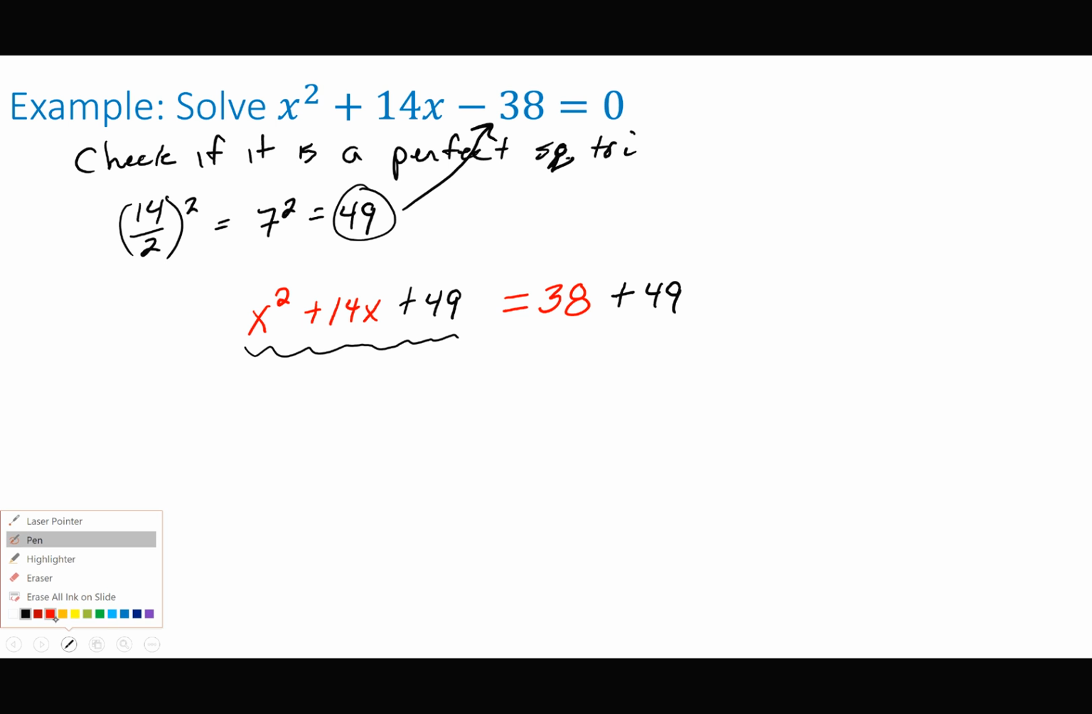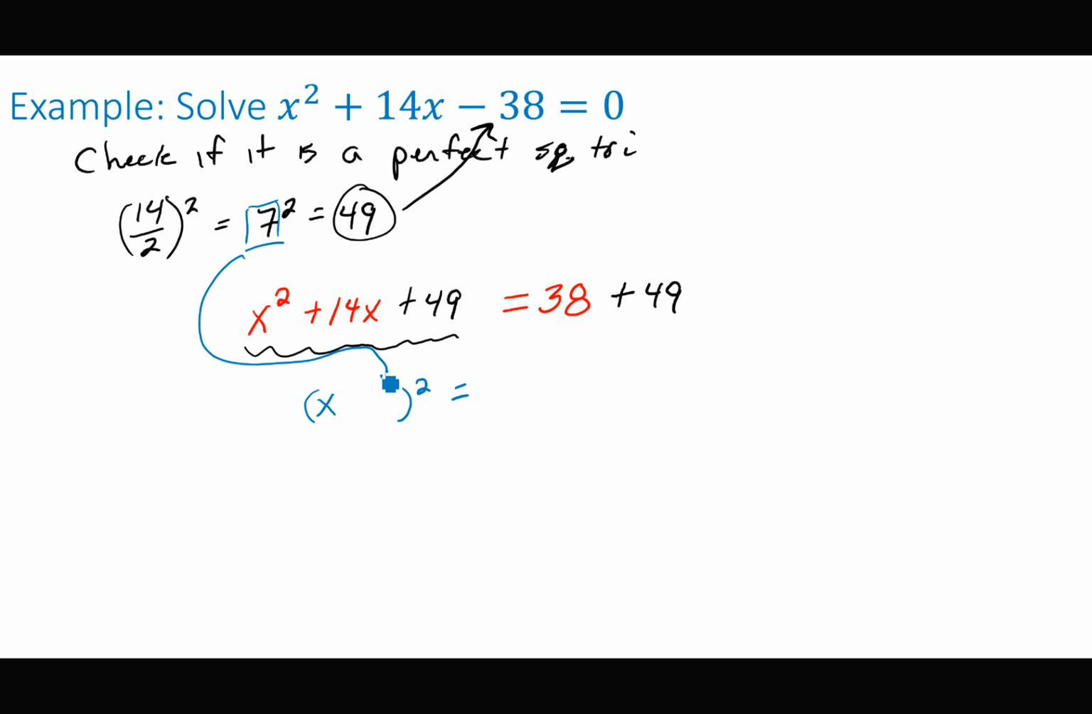So now as I continue to work through this problem, I have x squared plus 14x plus 49. So this needs to be factored into a binomial squared. And again, that second piece is going to come right here. And it's a positive 7, so it's x plus 7 squared. 38 plus 49 is 87. Now I can solve using square roots. And so if I square root both sides, I'm going to have x plus 7 here on the left equal to the square root of 87.